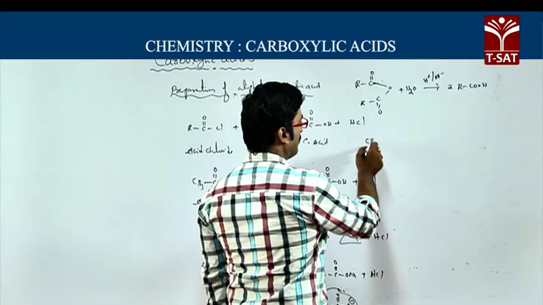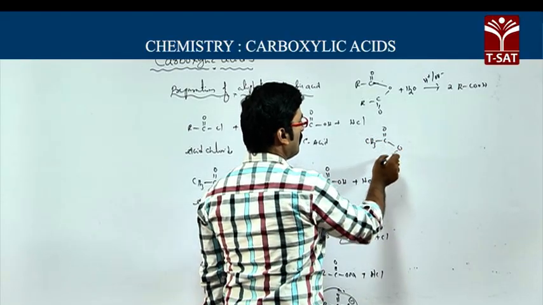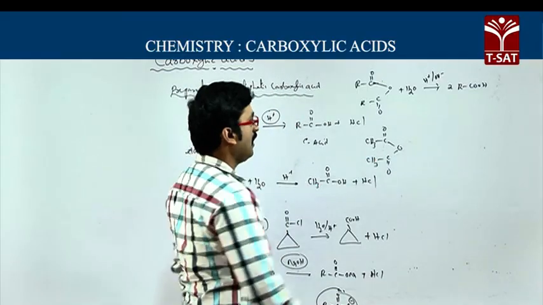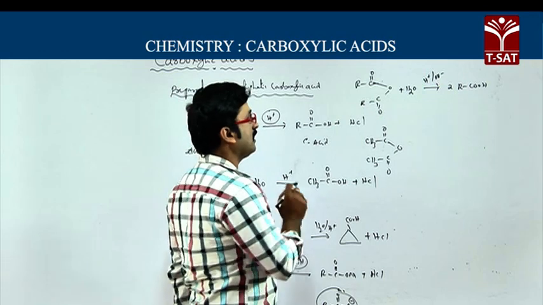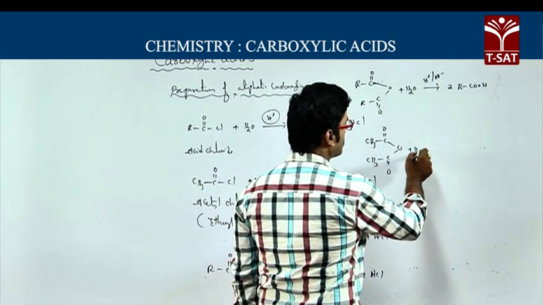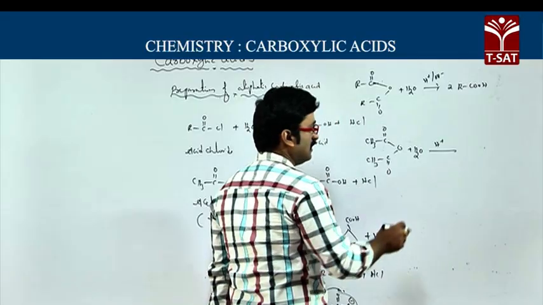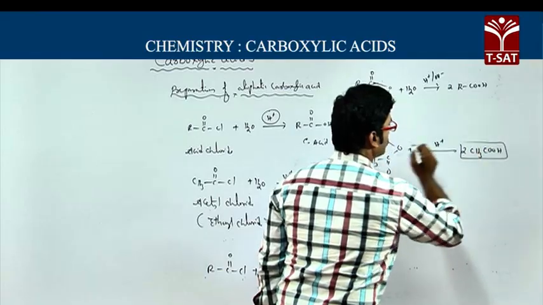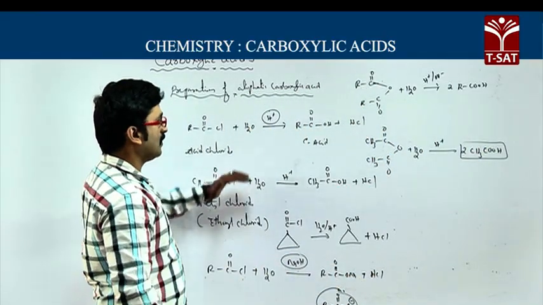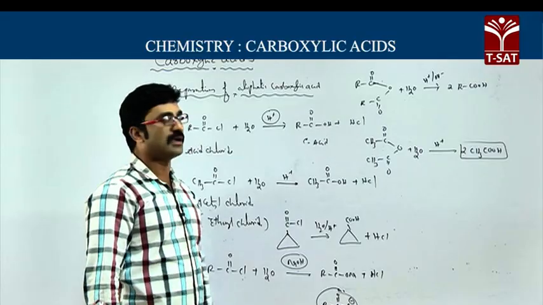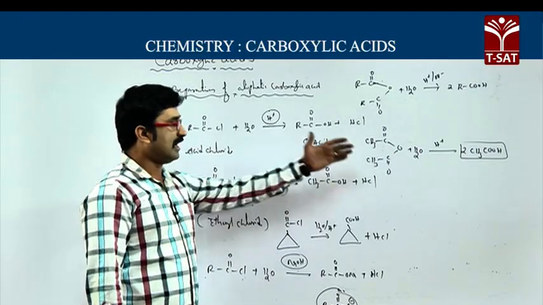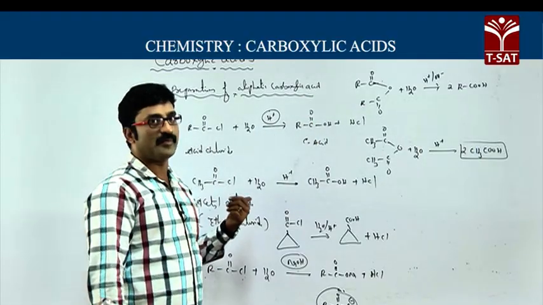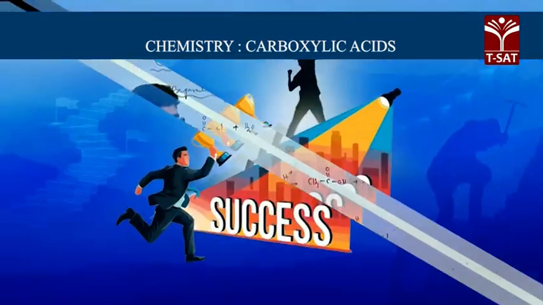We will take one example, CH3 C double bond O, O C double bond O CH3, known as acetic anhydride, and the IUPAC name is ethanoic anhydride. This on hydrolysis in the presence of H plus gives 2 moles of CH3 COOH, acetic acid. So this is about the preparation of carboxylic acids from esters, acid chlorides and anhydrides. Already we have discussed the preparation of carboxylic acids from amides.